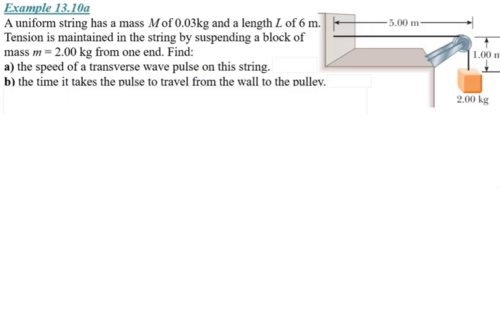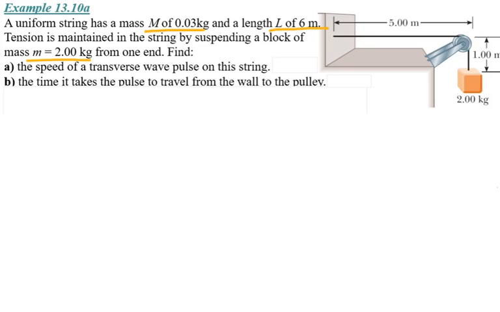Here's another question that we're going to look at together. A uniform string has a mass of m of 0.03 kilogram and a length of 6 meters. Tension is maintained in the string by suspending a block of mass 2 kilogram from one end. Find the speed of a transverse wave pulse in this string.